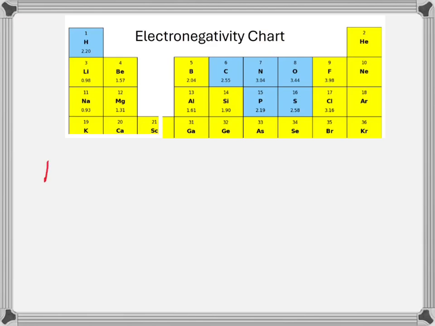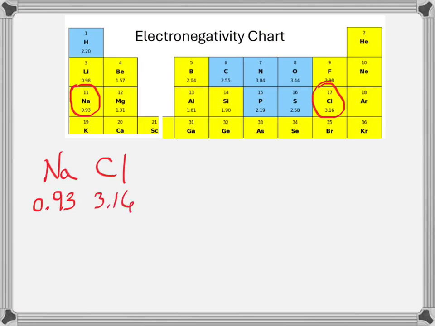Let's look at the NaCl bond. And we're going to ask, okay, if those 2 were to interact and share electrons, how would they share them? So you go on the electronegativity chart, and I can see sodium is right here, and chlorine is over here. Notice that sodium has a 0.93 number as its electronegativity number, and chlorine is 3.16.